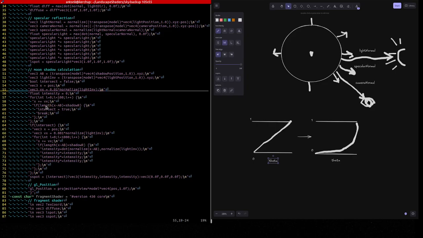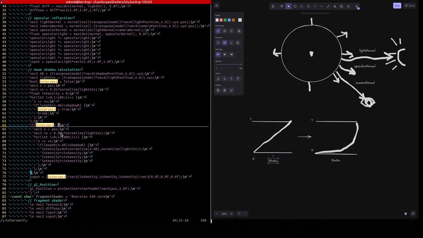And if we get close enough to the moon such that the distance from x to the moon position is less than the moon size, then we say that intersect is true, and we break out of this loop. And then here's a more fine calculation. So we know that we have intersected, so therefore we want to find the exact point of intersection.